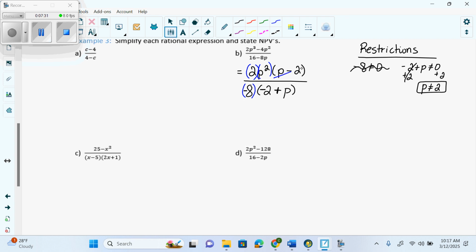These cancel off now. And the 2 and the negative 8 I can take out a 2. So this would be a 1, and this would be a negative 4. So my answer is p squared over negative 4. P can't equal 2.